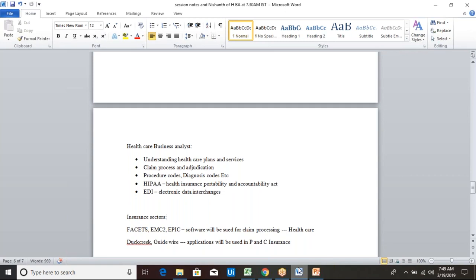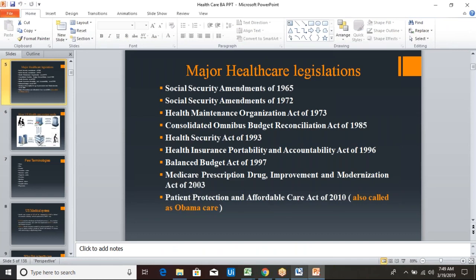For example, 837, 835, 271. These are the different code numbers used to process the transaction. So if you're doing this transaction, it will come under this code number. This is how it will be taken into account. Right? This is what this HIPAA Act is generally all about. This is one major act I'm talking about.